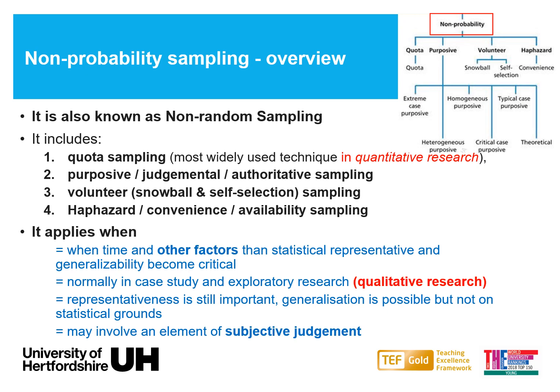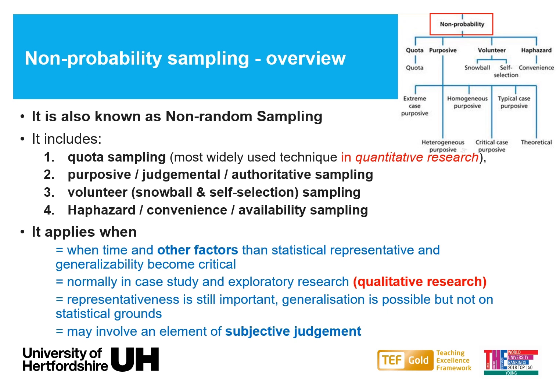Okay, so non-random or non-probability sampling, as the name refers, is not random, and it is used when time or other factors than statistical representativeness or generalization are important. Yeah, and they're normally used in qualitative research, such as case studies or exploratory research, where instead of sending out hundreds of questionnaires looking into statistical representativeness, you're investigating individual insight. Yeah, and their understanding of a particular social phenomenon. So obviously, representativeness of the sample that you choose is still important, and generalization may still be possible.